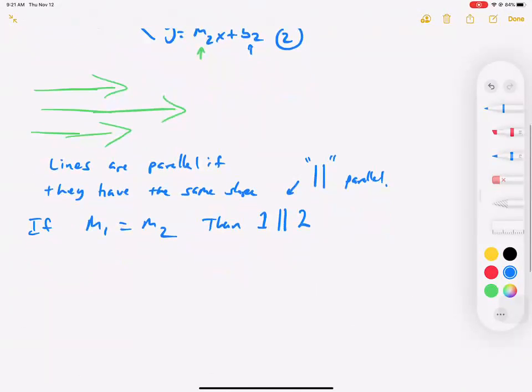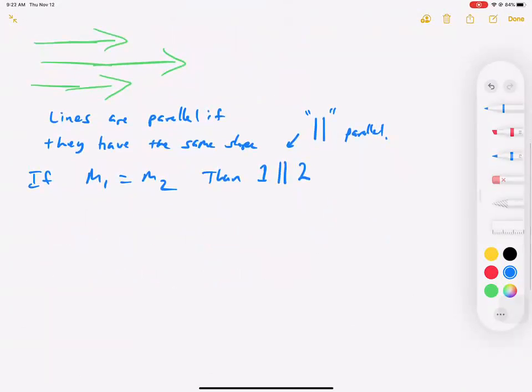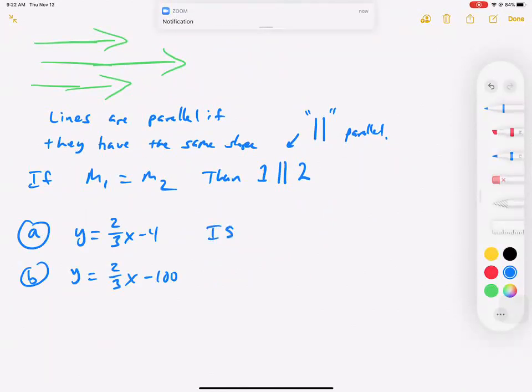Okay, let me give you another example. Here's line A, y equals 2/3x minus 4, and line B is described as y equals 2/3x minus 100. Is A parallel to B? That's the question. Is A parallel to B?